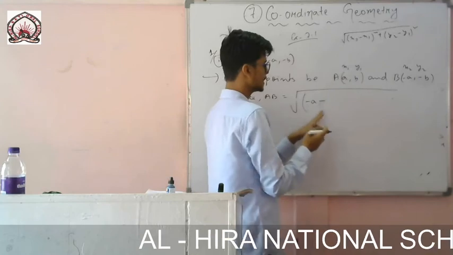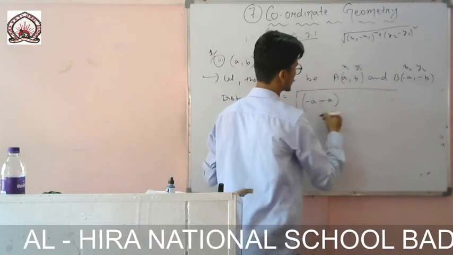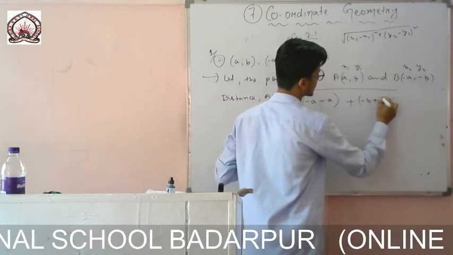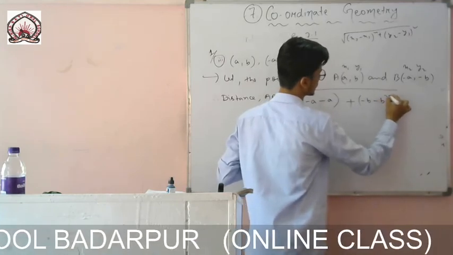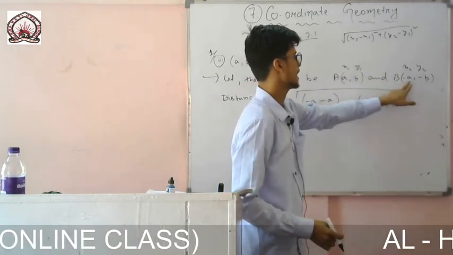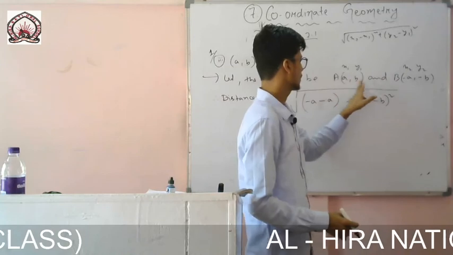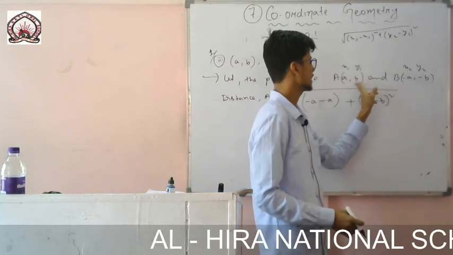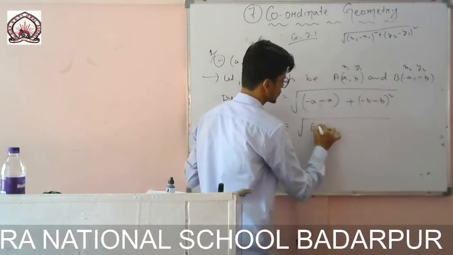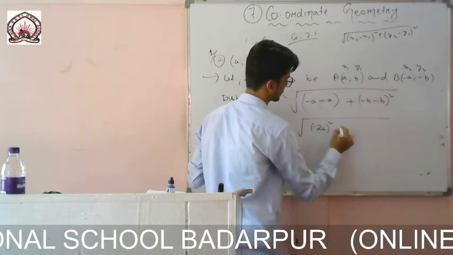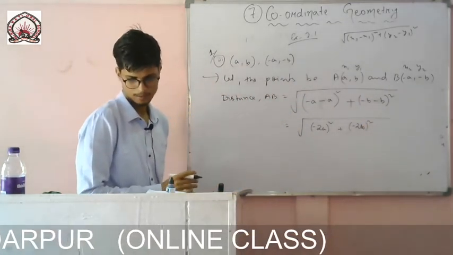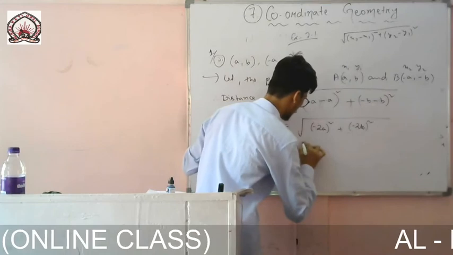So in the middle it will be a minus sign, and x1 is A, so plus A; again it will be minus B plus B. x2 minus x1, so it is minus A, and y2 minus y1, so minus B and again minus B. So you see here minus A minus A is minus 2A whole thing square, plus minus 2B whole thing square, minus 2A whole thing square, minus 2B whole thing square.